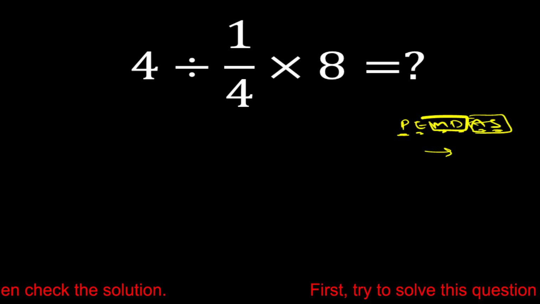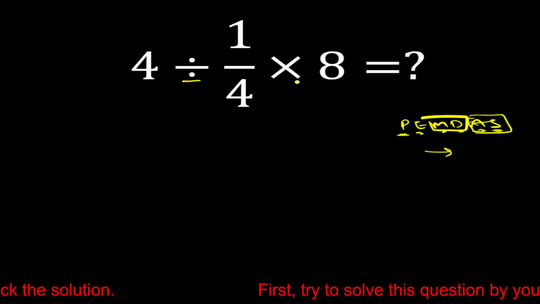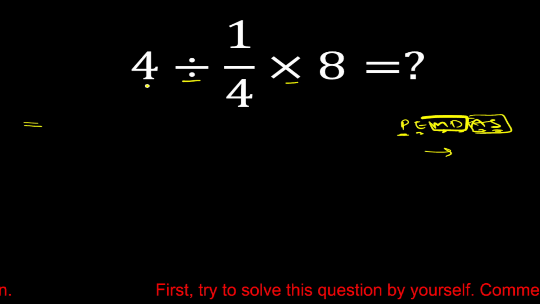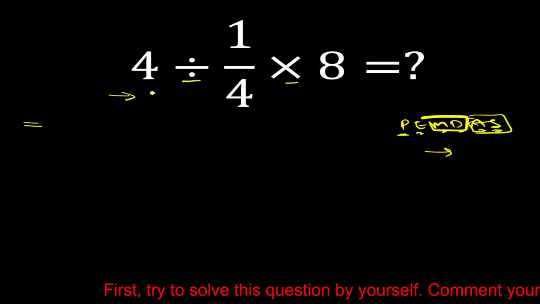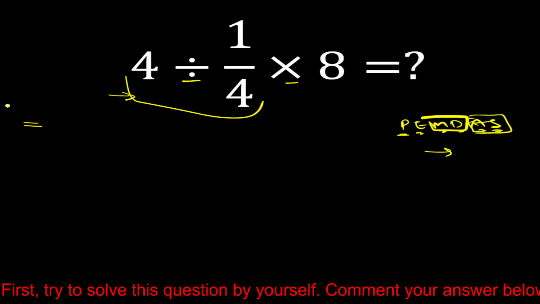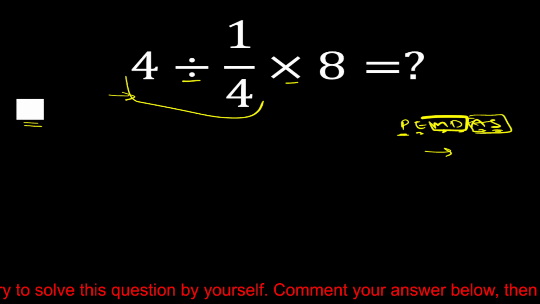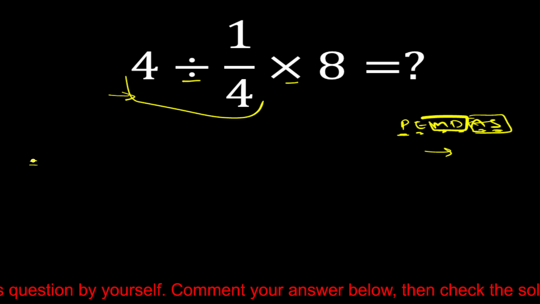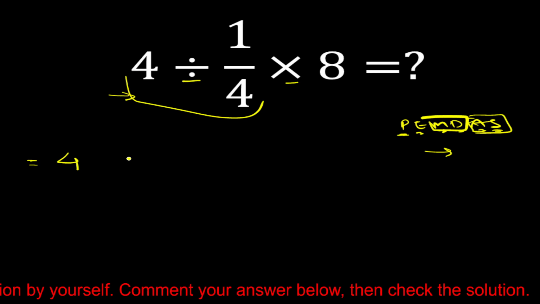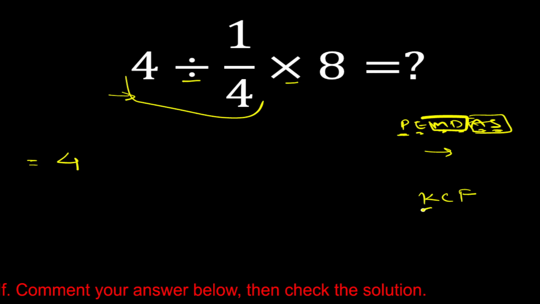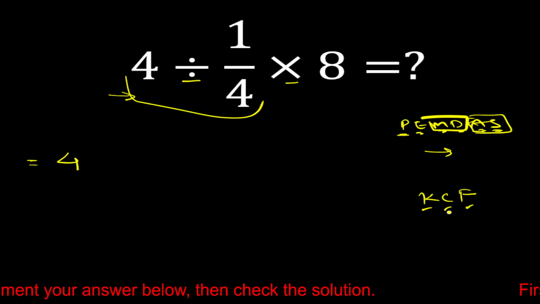Okay. So here is one division and here is one multiplication. Both have equal priority. Therefore, we have to solve it from left to right. So first we have to solve this part. So it is equal to 4. Now according to KCF rule, K means keep, C means change, F means flip.